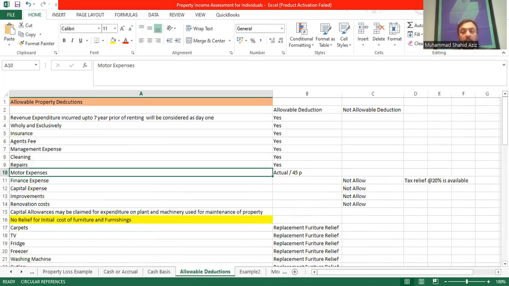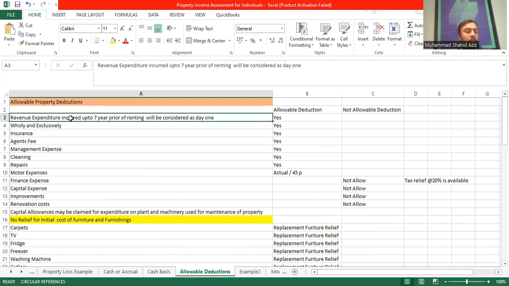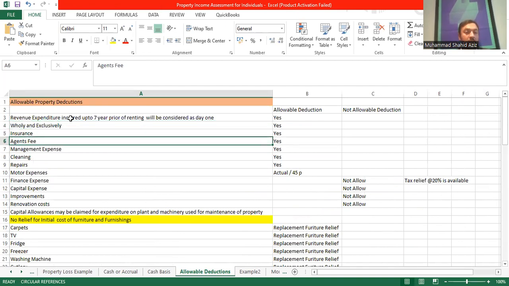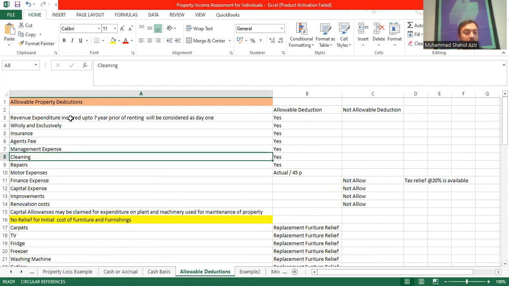Okay, next thing is for property income: there are some expenses that are allowable and some are not allowable. Revenue expenditure, anything is allowable. It has to be wholly and exclusively for the business purpose. Insurance, yes, allowable. Agent fees is allowable. Management expense is allowable. Cleaning, yes.